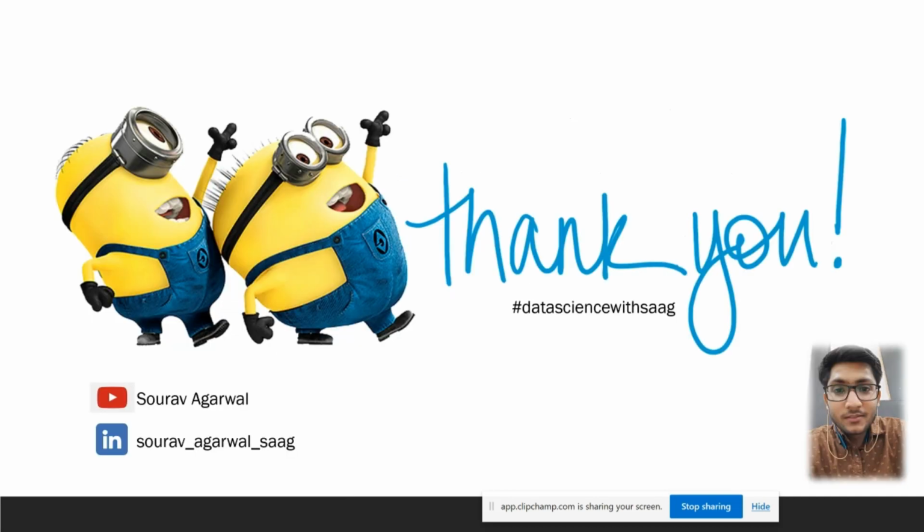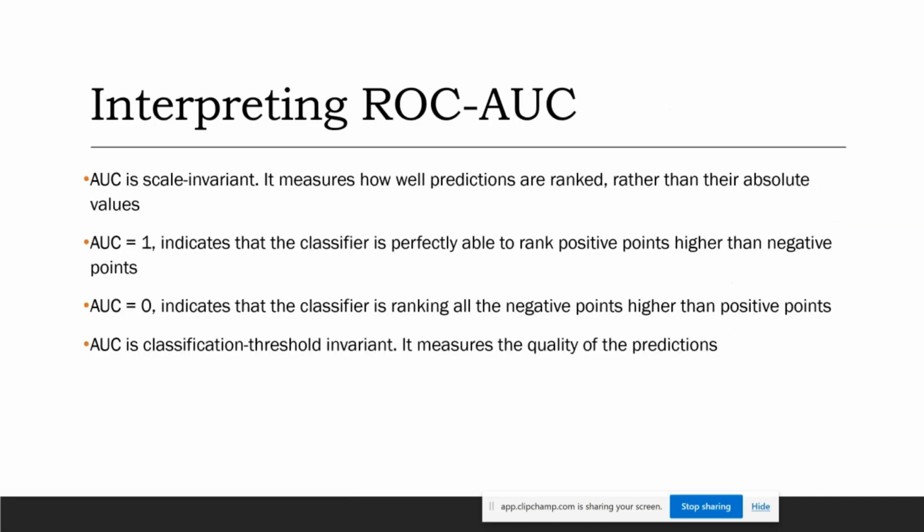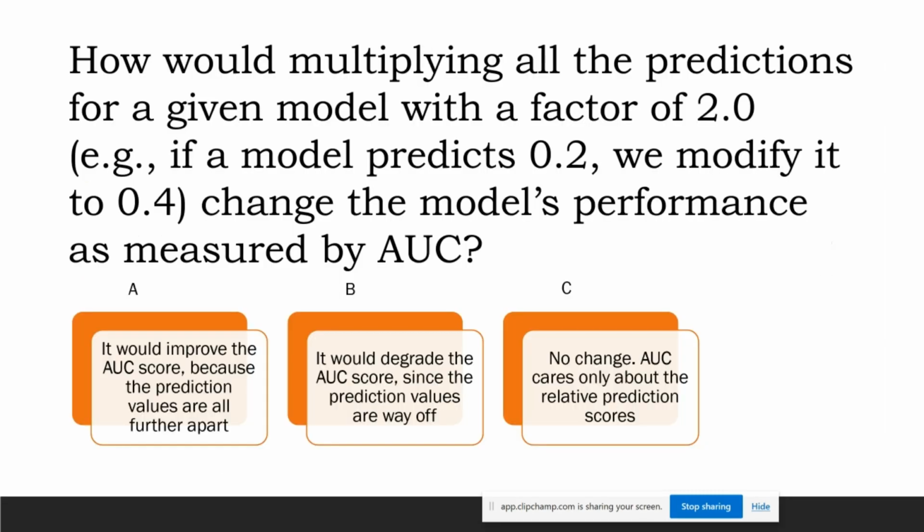Very simple. Now, coming back to our question, since we know that AUC is scale invariant, changing our model predictions with a scale of 2 would have no change in the AUC score. Hence, the right answer would be option C, no change. If you got it correct, congratulations.